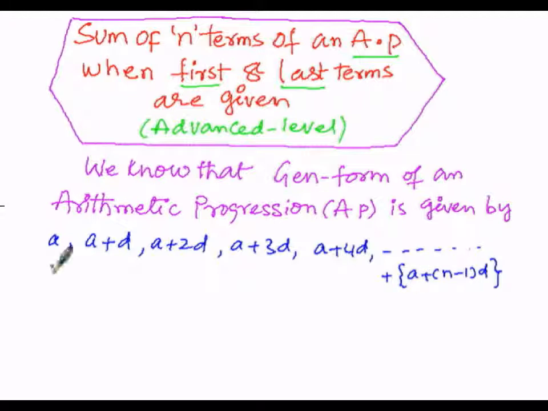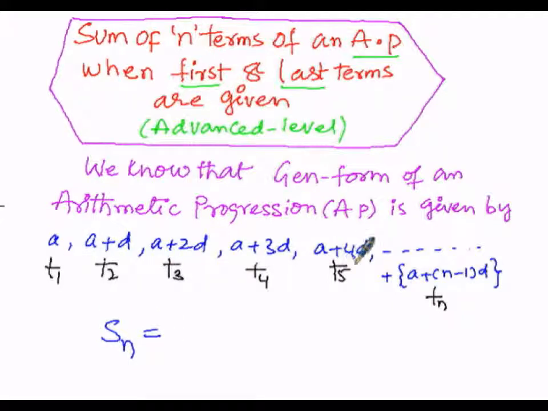So here the first term is a, the second term is a plus d, the third term is 3 minus 1, that is 2d, the fourth term is 4 minus 1, that is a plus 3d, the fifth term is 5 minus 1, that is a plus 4d of the arithmetic progression. So the nth term, that is n minus 1 into d, a plus n minus 1 into d, is the nth term of the series, that is the arithmetic progression. So from this, we know the sum of n terms.